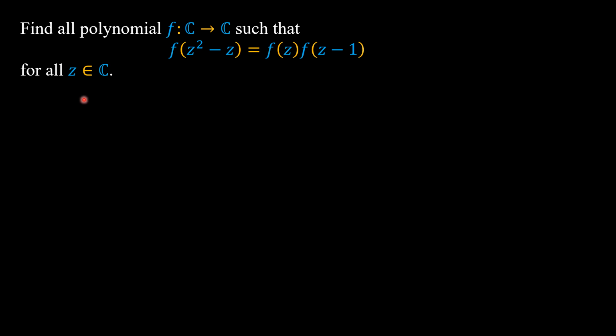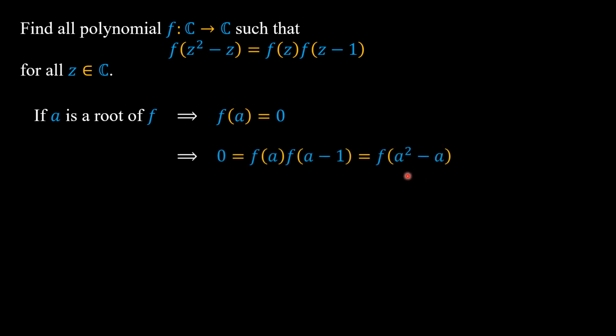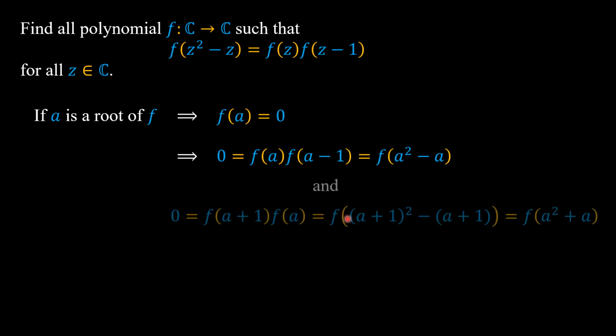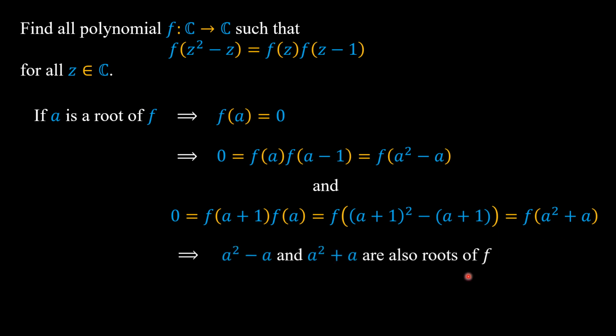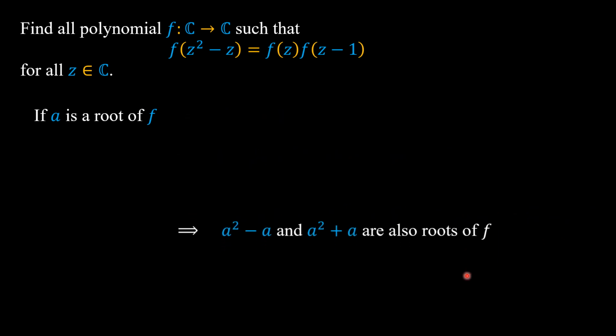To solve this problem, first we will observe the character of the roots of the polynomial f. If a is any root of polynomial f, by the definition of roots we have f(a) equal to 0. By replacing z with a, we have f(a^2 - a) equal to 0. And by replacing z with a + 1, we have f(a^2 + a) also equal to 0. These two equations tell us that a^2 - a and a^2 + a are also roots of f. So we have this statement.